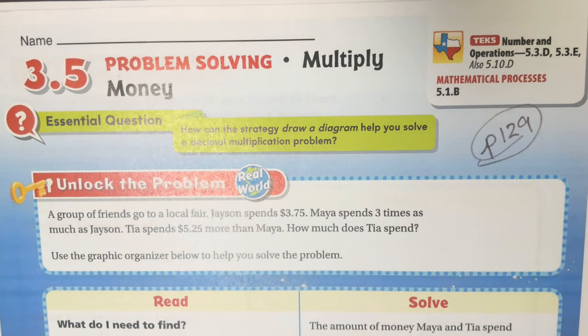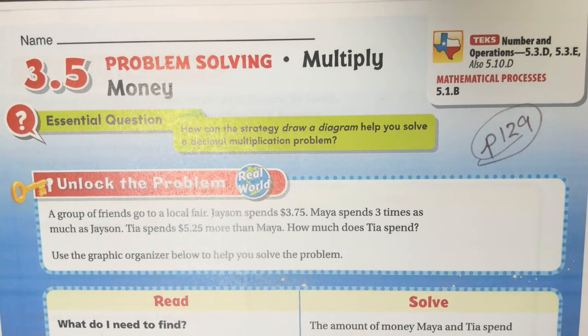Okay, so today we're doing 3.5, problem solving involving money. Here's your essential question. By the time you finish this lesson, guys, you're going to be able to draw a diagram to help you solve a decimal multiplication problem.